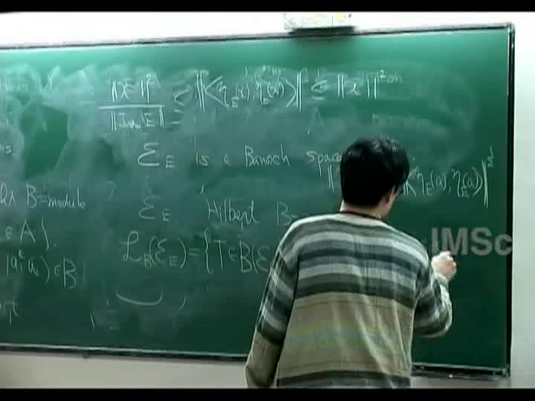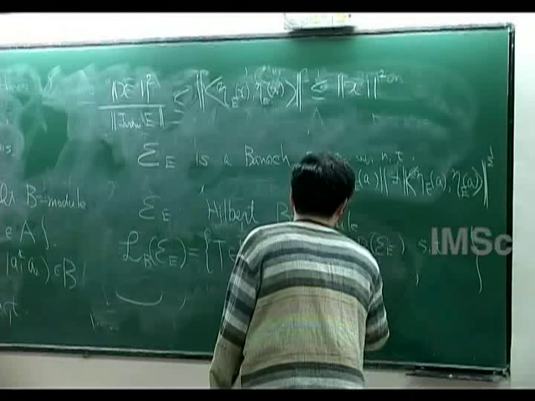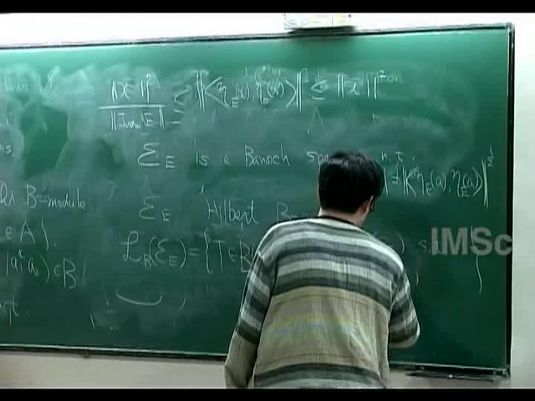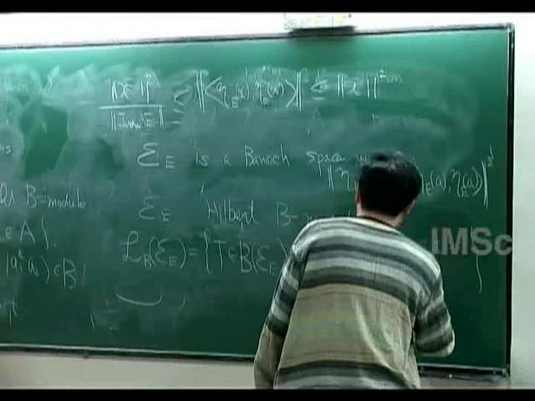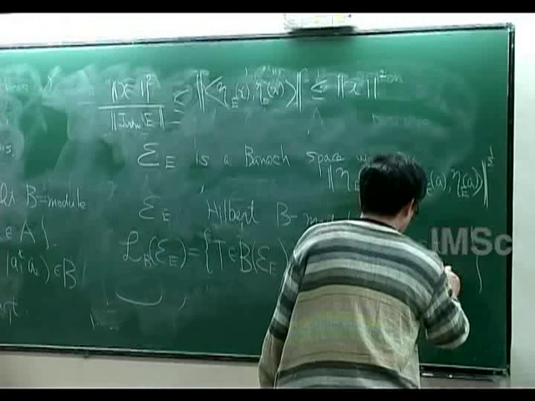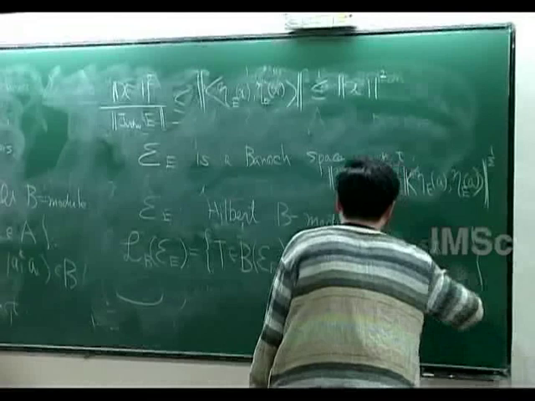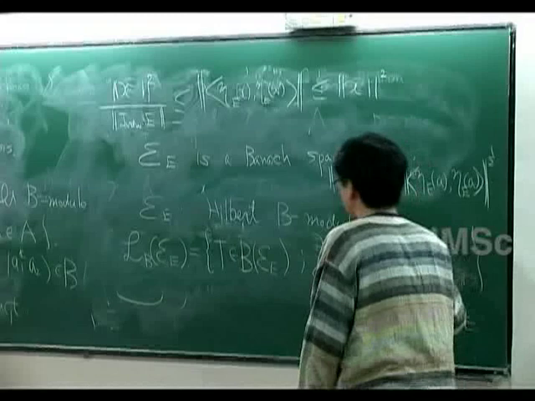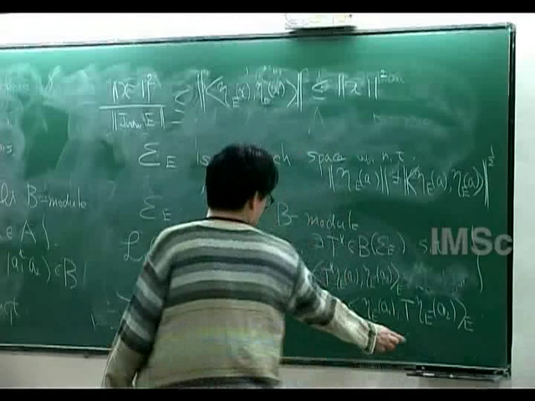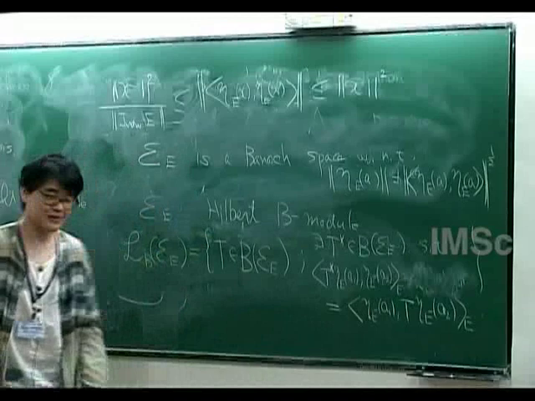such that T star A1, A2 is equal to, well, I didn't put E here, sorry. It's confusing. I should put it here. So this is the so-called set of adjointable operators. And actually, this condition automatically assures that T is a right B-module map. So any element here is a right B-module map.